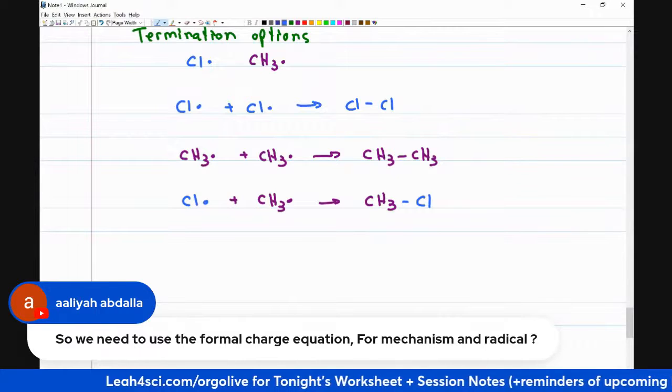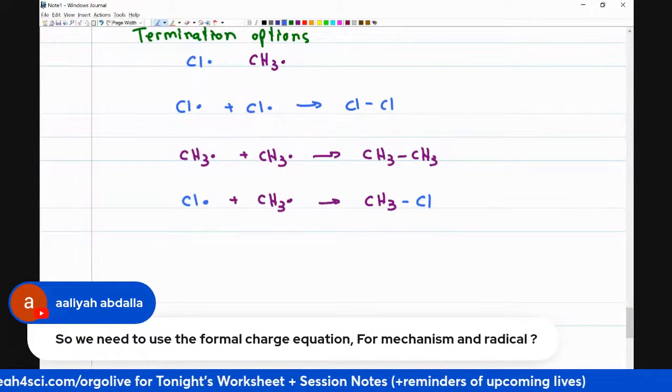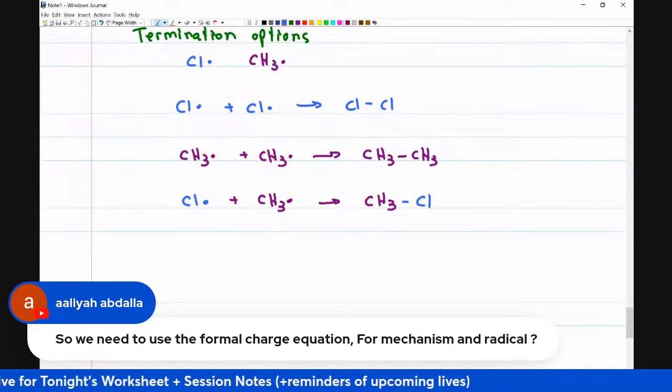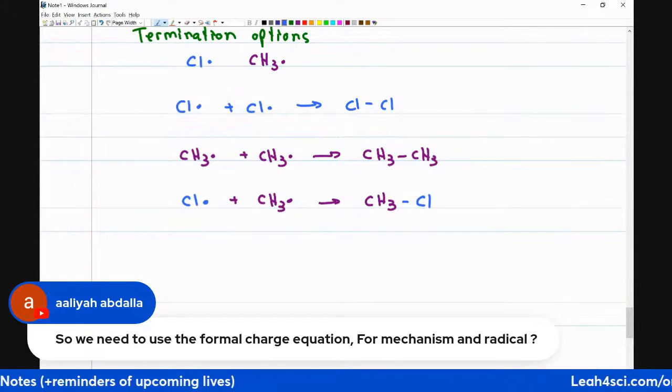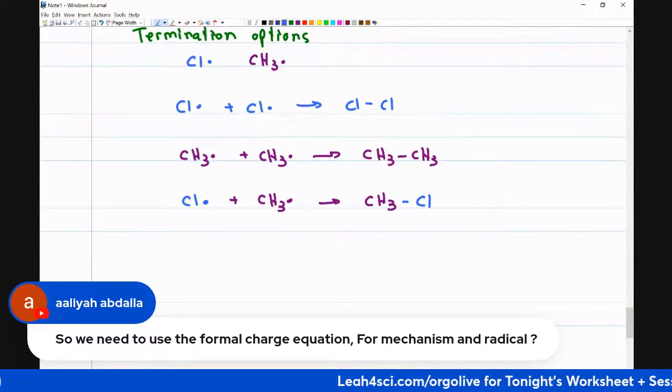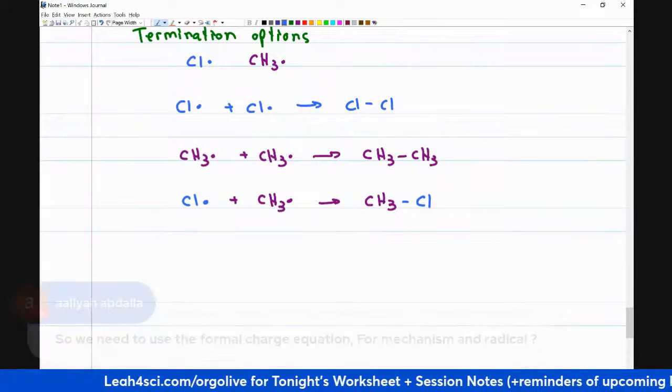Question. So we need to use the formal charge equation? No, I was simply showing you why the radical has no charge, or how to calculate that it has no charge. I recommend knowing how to do formal charge, but not necessarily in this situation. You don't need it here.